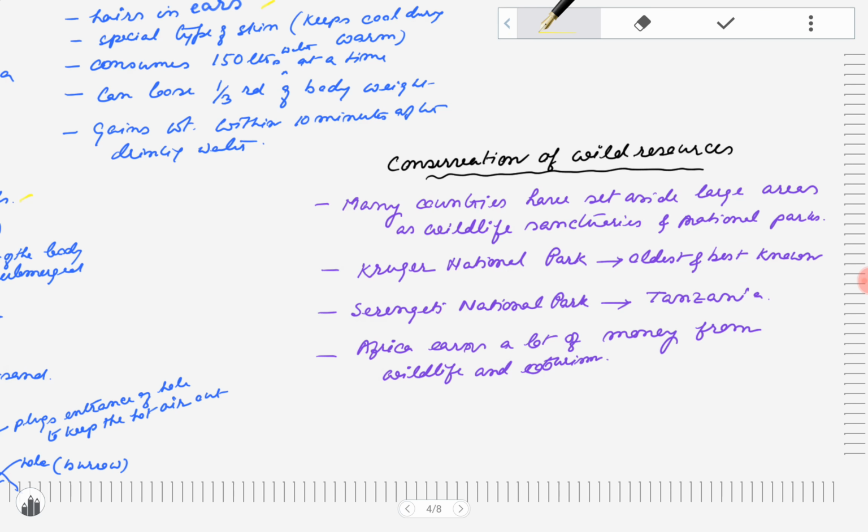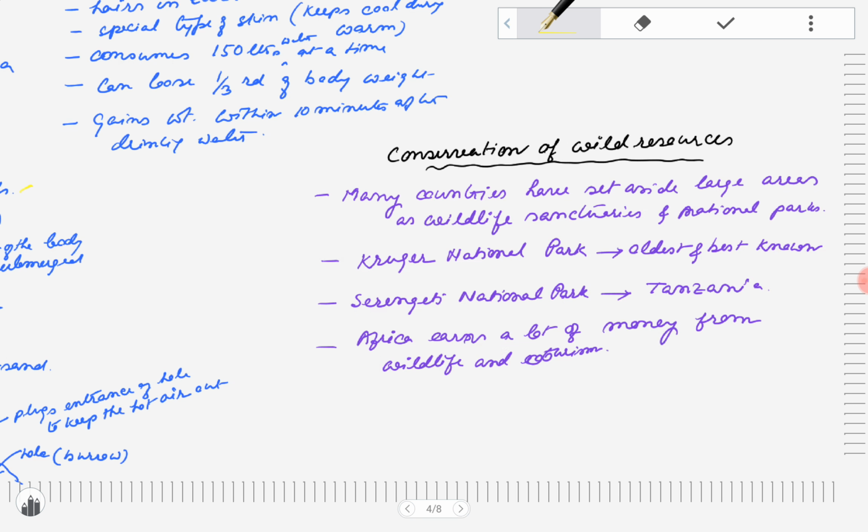Now, for conservation of resources, many countries have set aside large areas as wildlife reserves and national parks. There is Kruger National Park. This is the oldest and best known. Serengeti National Park is in Tanzania. And do you know Africa earns a lot of money from this wildlife and ecotourism?